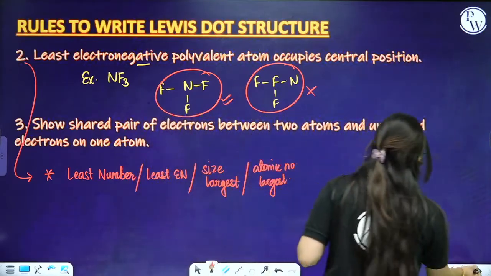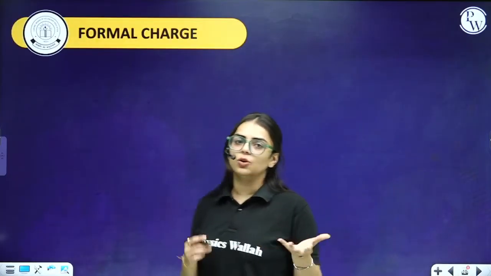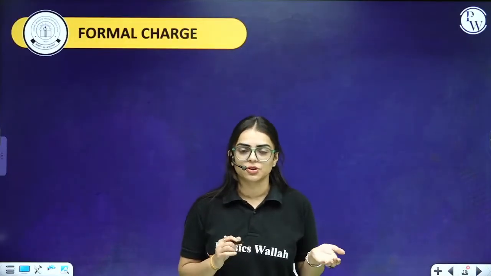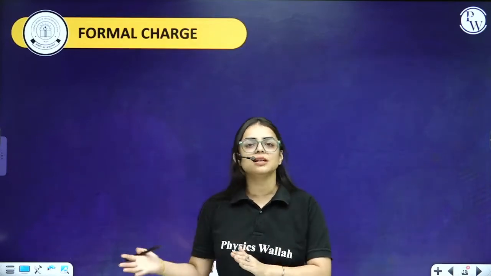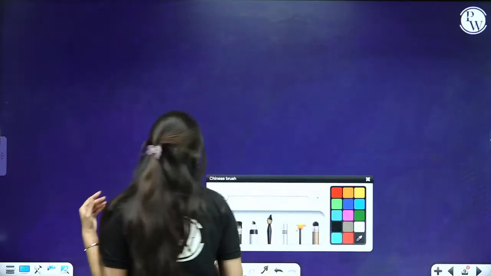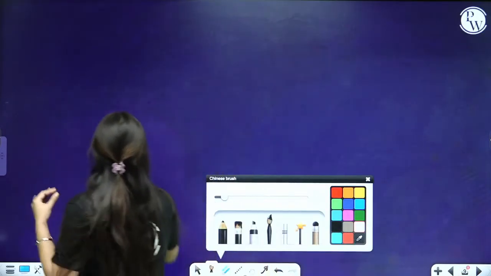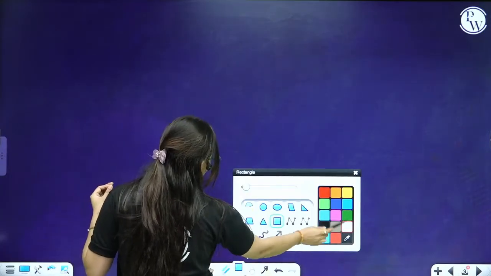Now, let us proceed further. We are going to now calculate the formal charge and also how to represent the structure. First of all, we will represent the structure. We will take some cases and then we will start with the topic formal charges. Clear, everyone? So starting with the very first structure, let us do now the Lewis dot representation, everybody.